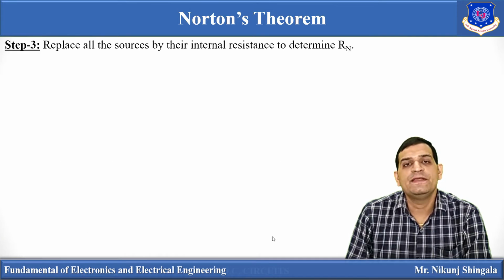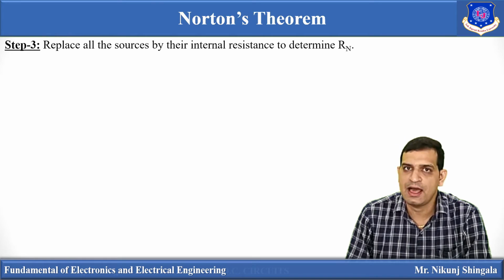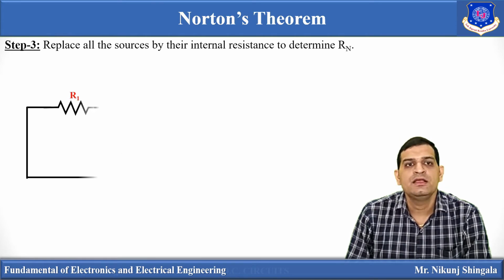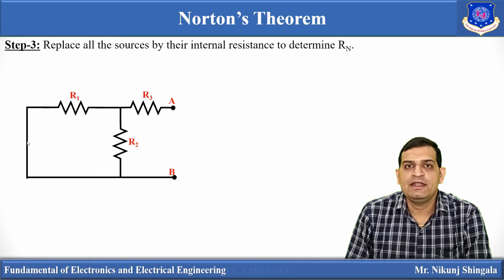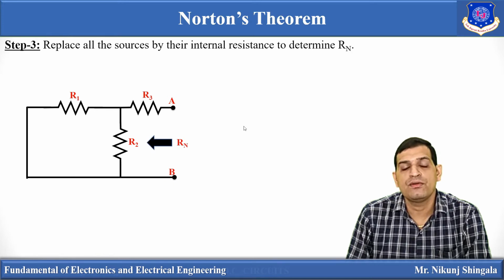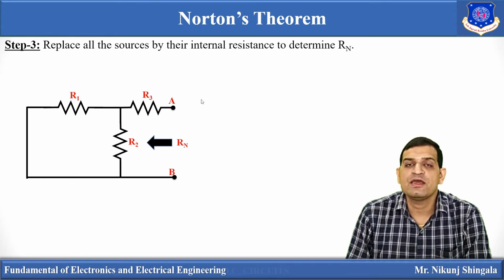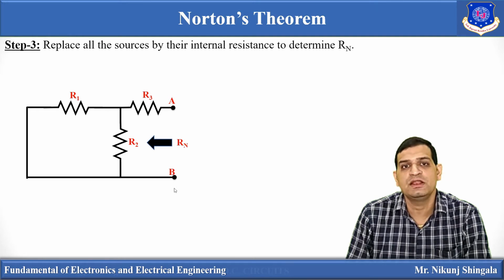Now, next step is what? Replacing all the sources by their internal resistance to determine Rn. We have determined the IAC. So, battery E is replaced by a short circuit because voltage sources are always replaced by a short circuit and current sources are replaced by an open circuit. Now, whenever we want to determine Rn, we have to look from the open circuited terminal. We have to look back into the network from open circuited terminal AB.